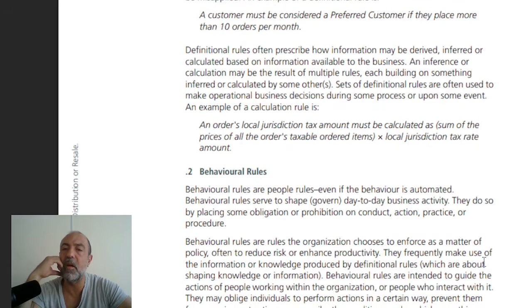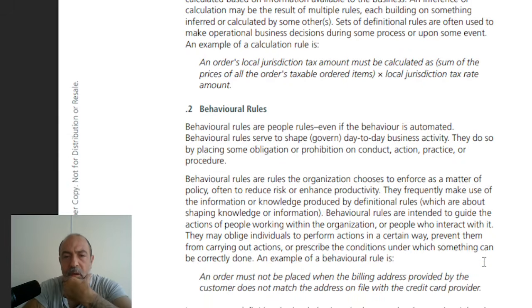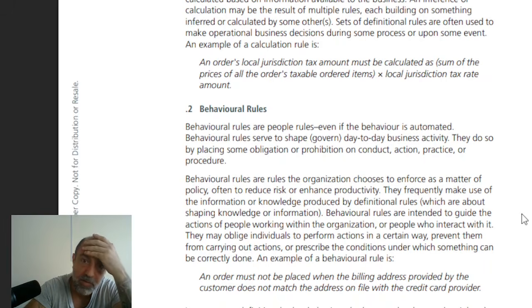How information may be derived, inferred, or calculated based on information available to the business. An inference or calculation may be the result of multiple rules, each building on something inferred or calculated from others. Sets of definitional rules are often used to make operational business decisions during some processes or some event. An example of a calculation rule is: an order's local jurisdiction tax amount must be calculated as the sum of prices of all taxable ordered items times the local jurisdiction tax rate.